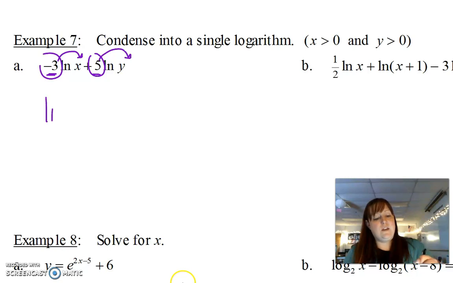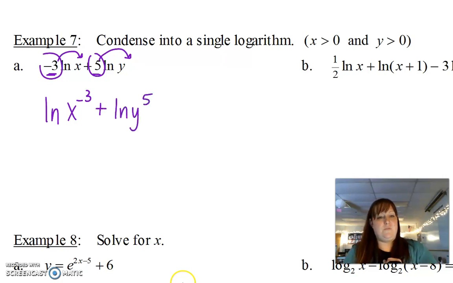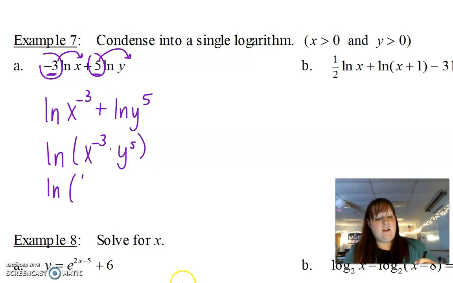So now I have the natural log of x to the -3 plus the natural log of y to the 5th. Now we have another property of logs that says when I have two logs added together, it's like I'm multiplying those two inputs. So now I have the natural log of x to the -3rd times y to the 5th. When I multiply those together, I have ln of y to the 5th over x to the 3rd. Now either one of these is fine.